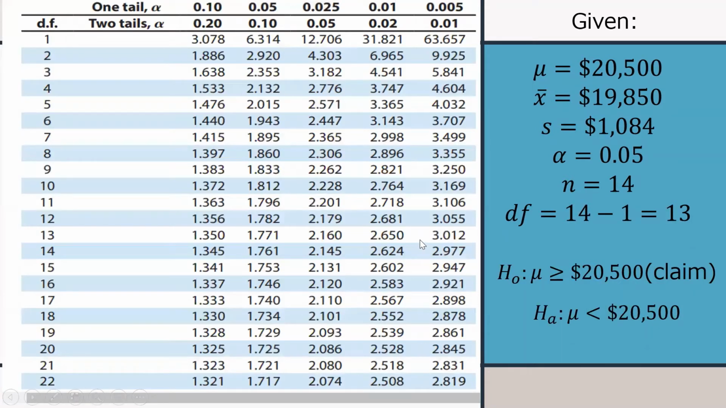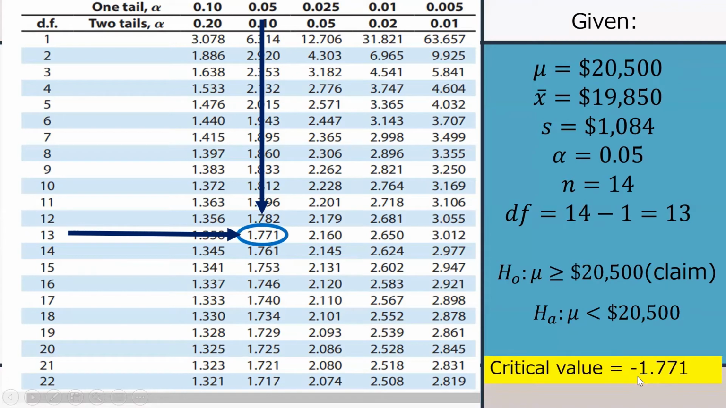Since the alternative hypothesis uses the less than symbol, this is a left tail test. The alpha is 0.05 and the DF is 13. For a left tail test, we look at the one tail alpha, that is 0.05, and the DF is 13. The critical value is 1.771. Since this is a left tail test, the critical value is negative, so that is negative 1.771.